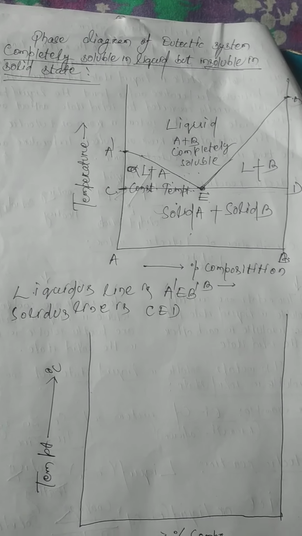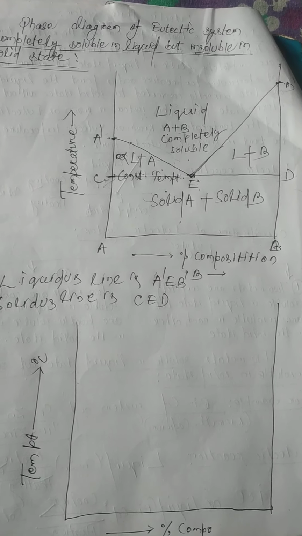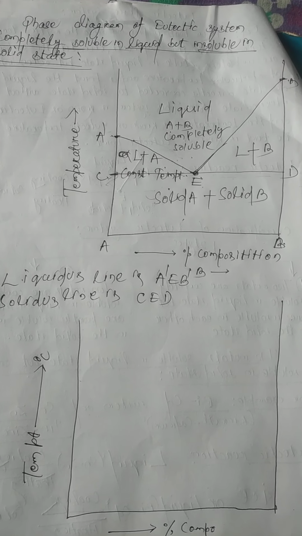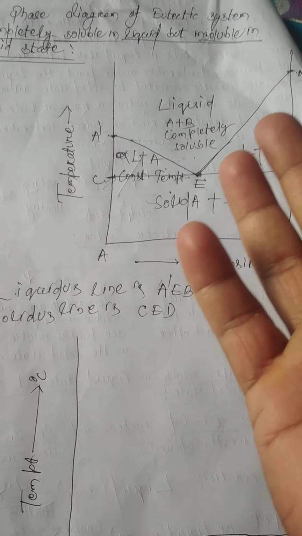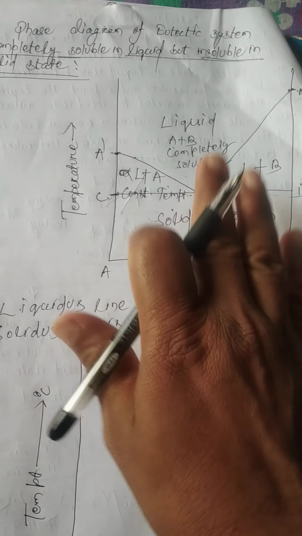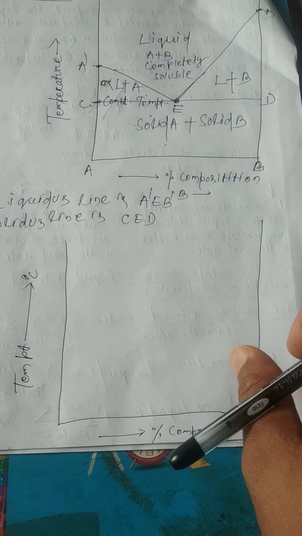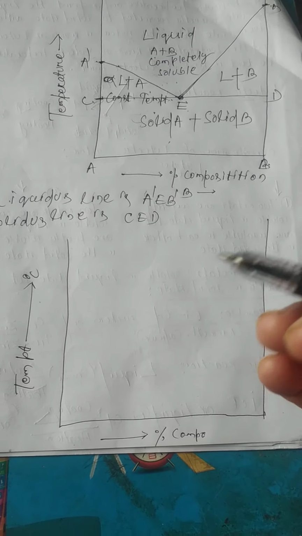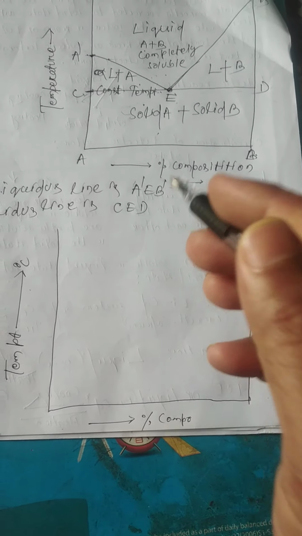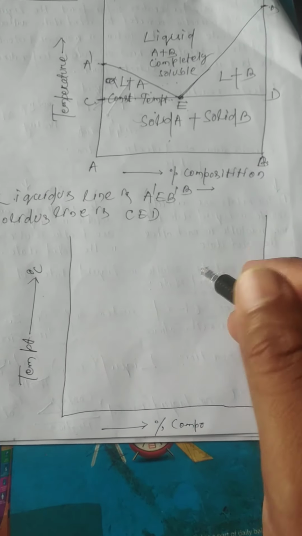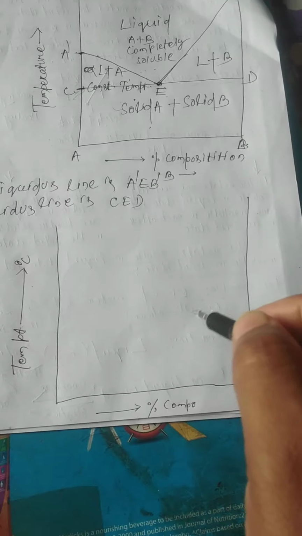Hello. Already I have discussed the eutectic system, the definition of eutectic system, eutectic temperature, eutectic point, and I have also drawn the phase diagram of the eutectic system. Now I am going to discuss an example of a eutectic system of the first classification, that is, two components completely soluble in the liquid state but insoluble in the solid state. The example is the bismuth cadmium alloy system.